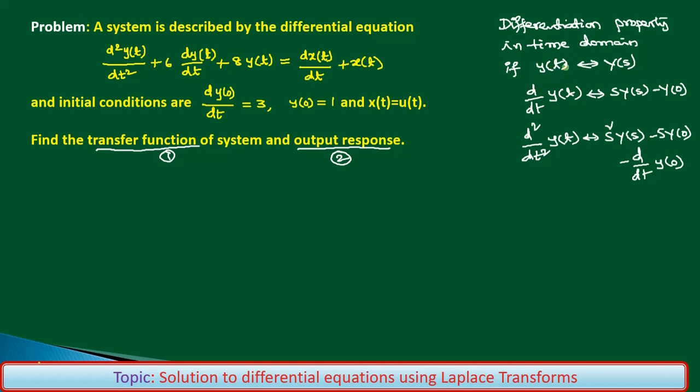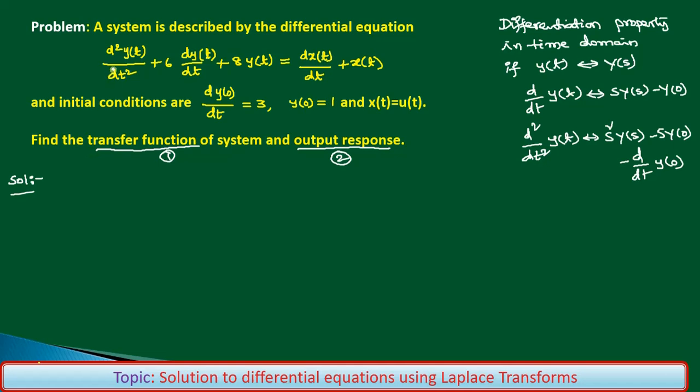Suppose the signal is given as x of t, with Laplace transform x of s, then the derivative of x of t is equal to s into x of s minus x of 0. We replace y with x. And now we will start the solution of this problem.